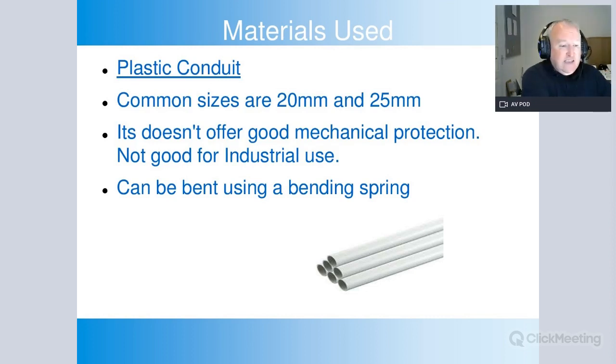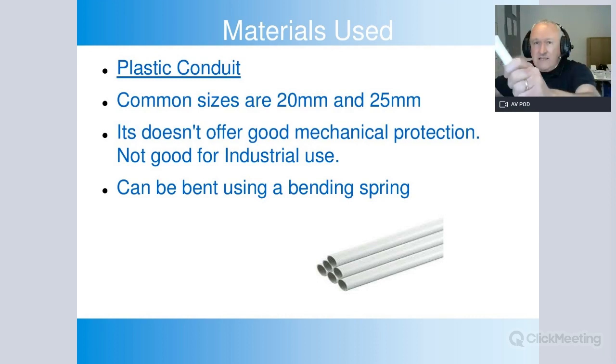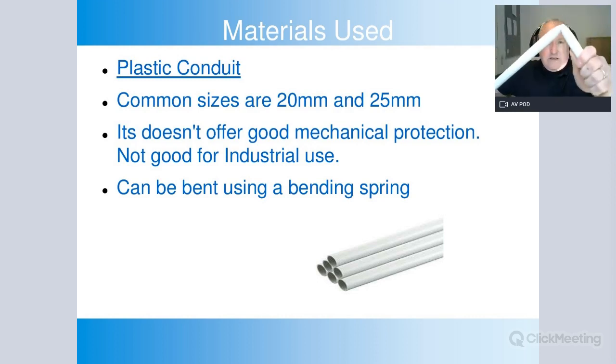Plastic conduit is exactly the same as the metal conduit, but it's made of plastic. Similar sizes, you've got the 20 mil and the 25 mil, but it doesn't really offer a lot of mechanical protection. You see on this, I can actually bend this. That's not because I've had my spinach this morning, it's because it's quite fragile. If you hit this with a hammer, it'll just snap, particularly if it's cold. It gets very, very brittle.